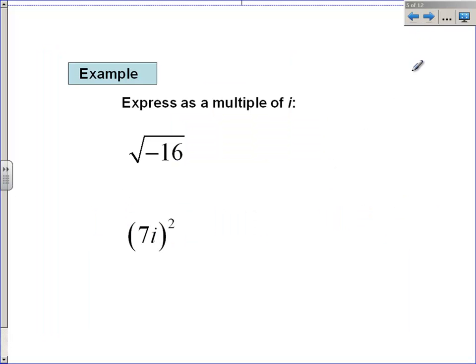Okay, you are going to do some simplification first. So to express this as a multiple of i, I could call this the square root of -1 times the square root of 16. And this would simplify into 4i. If I squared 7i, I would get 49i squared, which is, do you remember what i squared is? i squared is -1, so this will be -49.